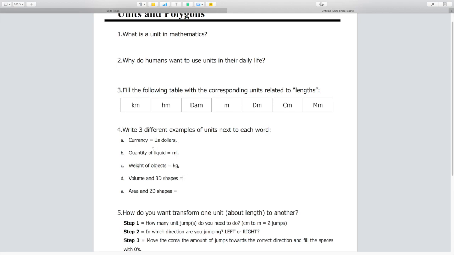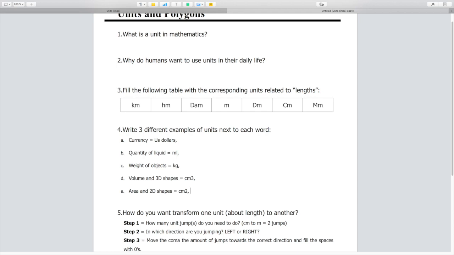Currency is not really related to geometry, except if we transform that into a graph, but it doesn't matter. Volume and 3D shapes, centimeter cubic, and try to think about 2 others. And area, squared, centimeter squared, think about some others.